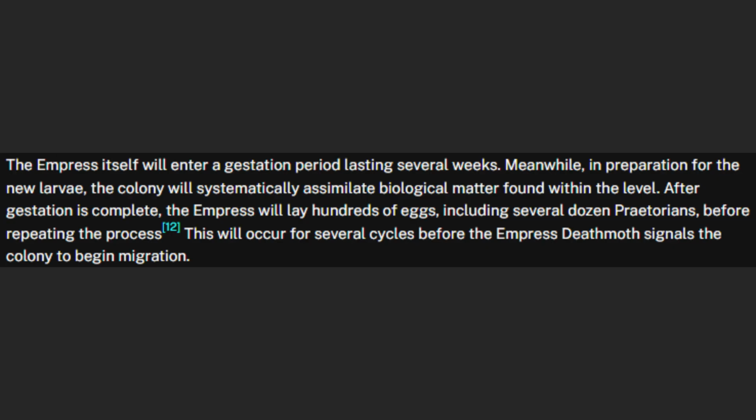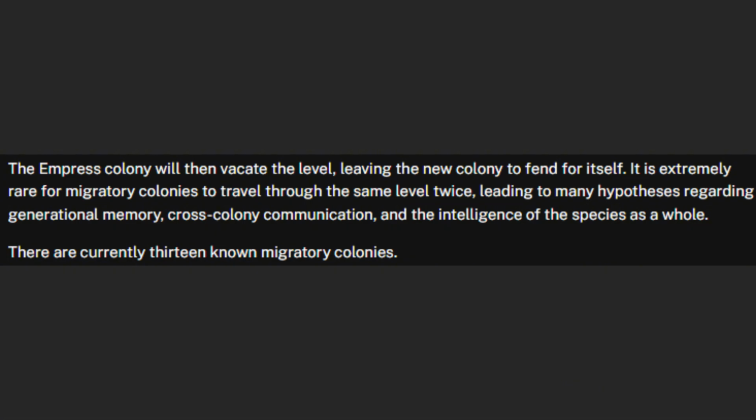Meanwhile, in preparation for the new larvae, the colony will systematically assimilate biological matter found within the level. After gestation is complete, the Empress will lay hundreds of eggs, including several dozen Praetorians, before repeating the process. This will occur for several cycles before the Empress Deathmoth signals the colony to begin migration. The Empress colony will then vacate the level, leaving the new colony to fend for itself.